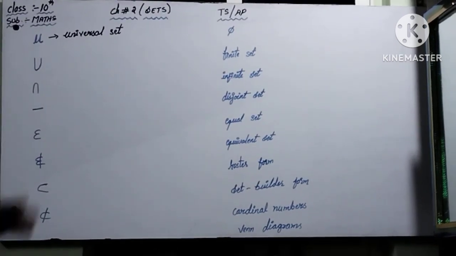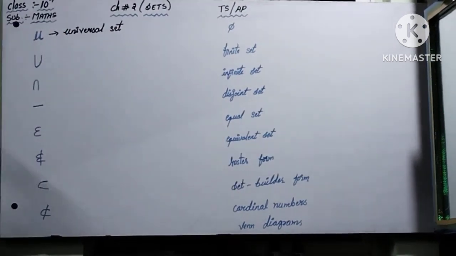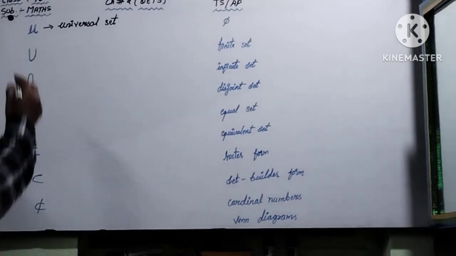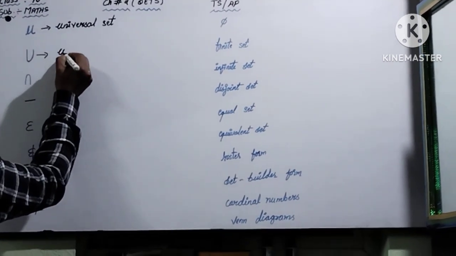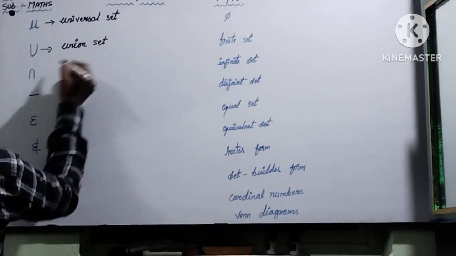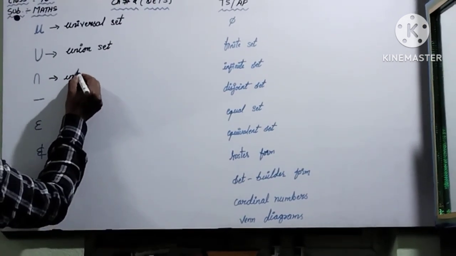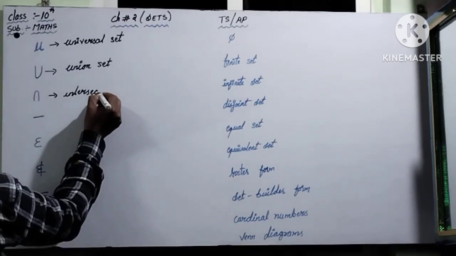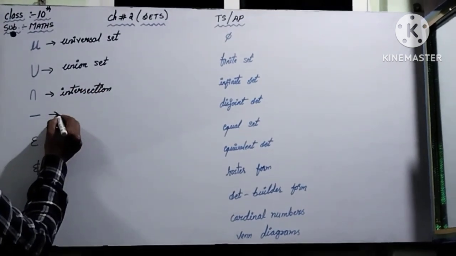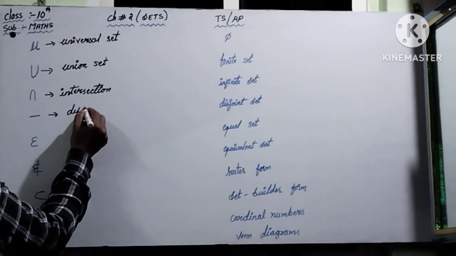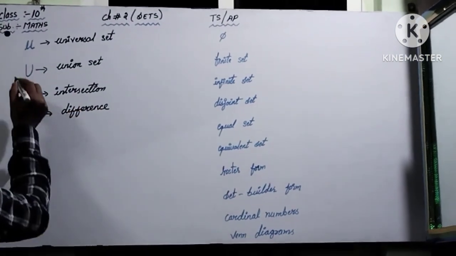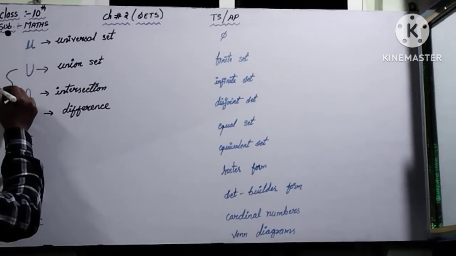Whatever we are all reading will come under the universal set only. See, this is union, this is called intersection, and this is difference. These three are very important.